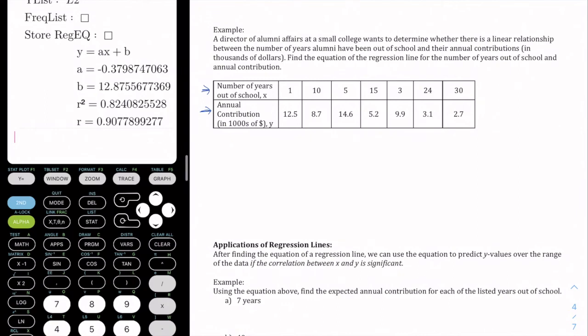A director of alumni affairs at a small college wants to determine whether there is a linear relationship between the number of years that alumni have been out of school and their annual contributions. We did this, okay? Find the equation of the regression line for the number of years out of school and the annual contribution. So, in your graphing calculator, make sure you go to Stat Edit, and we're going to do in L1 our x values, in L2 the y values. So we've already done this step.